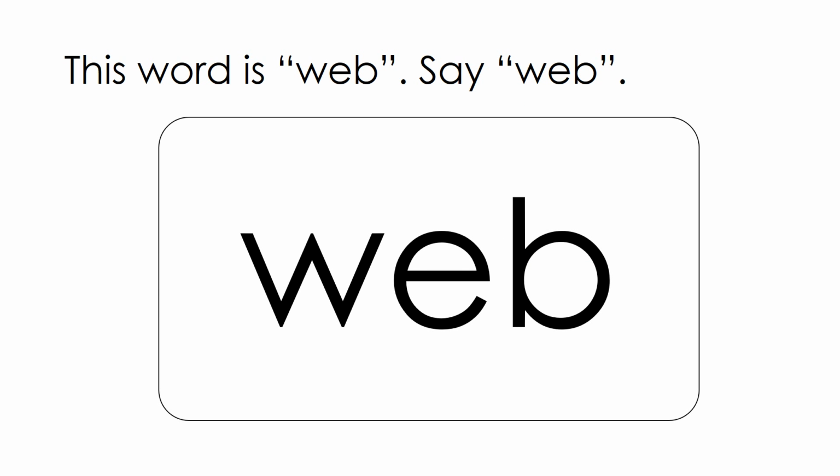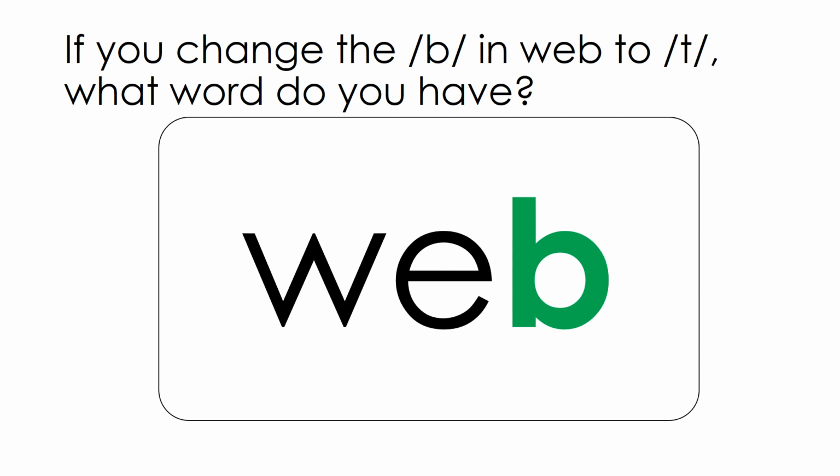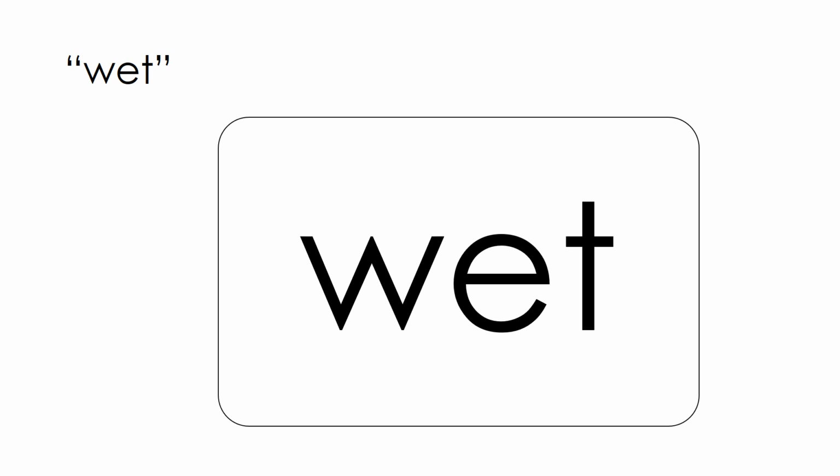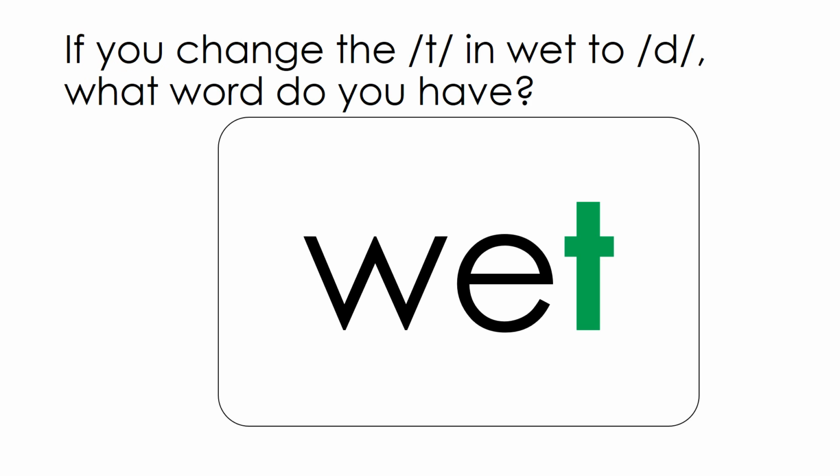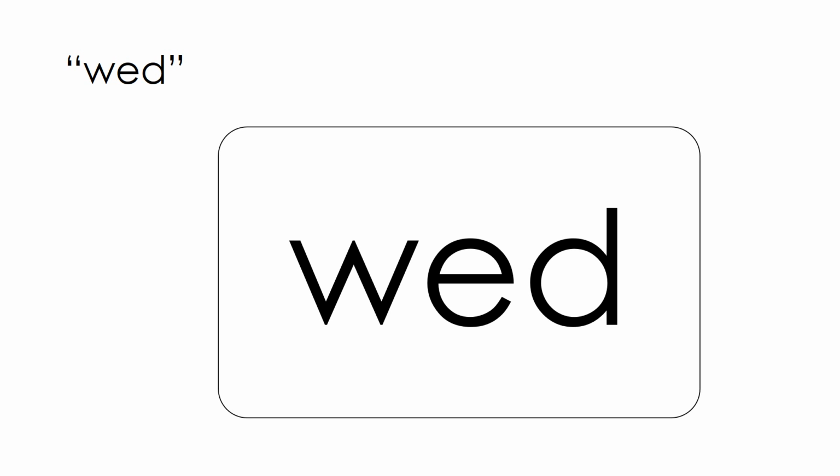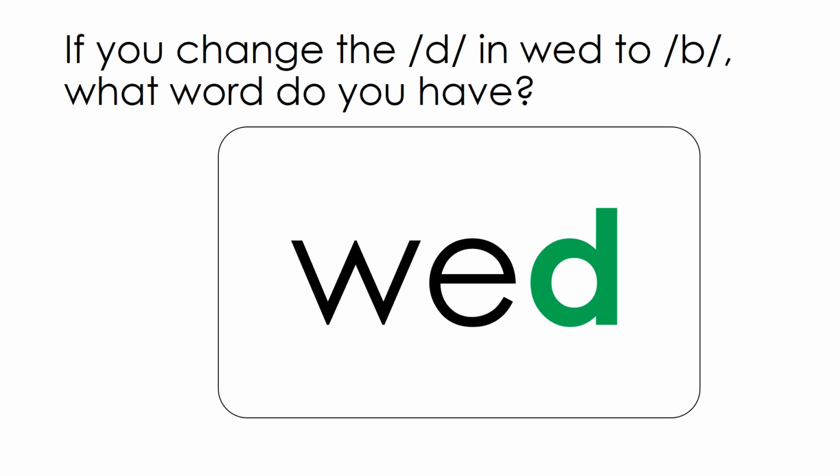This word is web. Say web. If you change the B in web to T, what word do you have? Wet. If you change the T in wet to D, what word do you have? Wed. If you change the D in wed to B, what word do you have? Web.